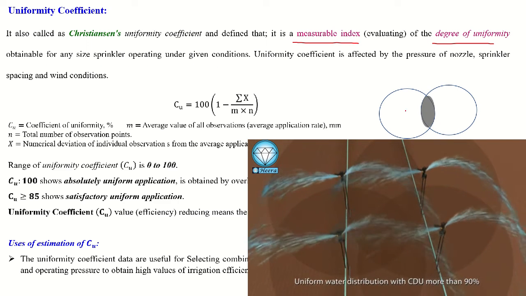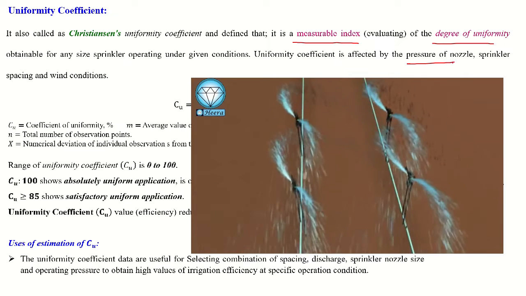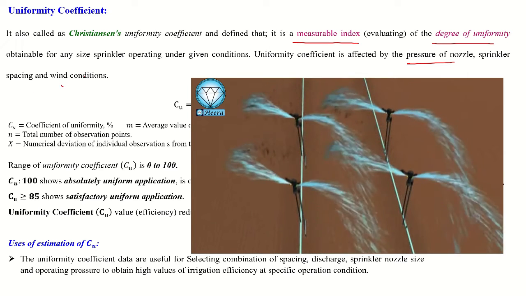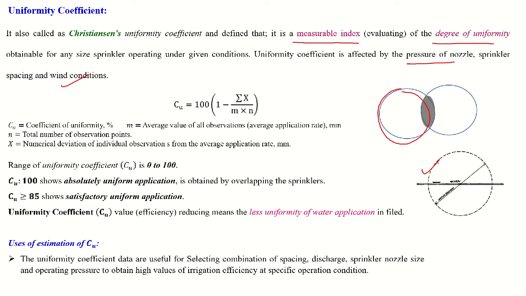It will tell us the degree of uniformity, how our system is uniformly distributing the water in a circular pattern. This uniformity coefficient is affected by the pressure of your nozzle, sprinkler spacing and wind condition. Suppose the high wind condition is there, the wetting diameter will be affected, but in the no wind condition, good uniformity or a complete circular pattern will give the maximum result.